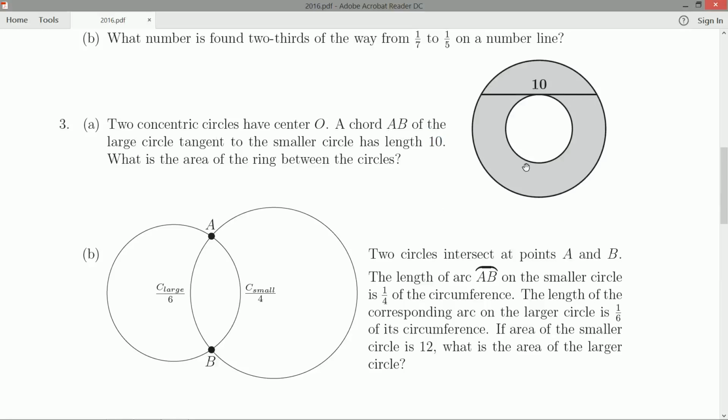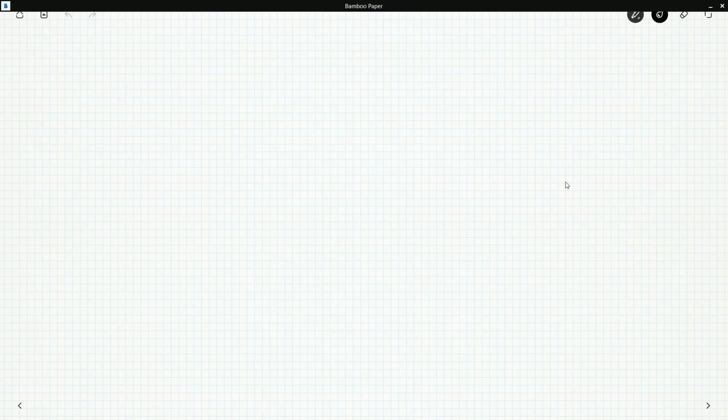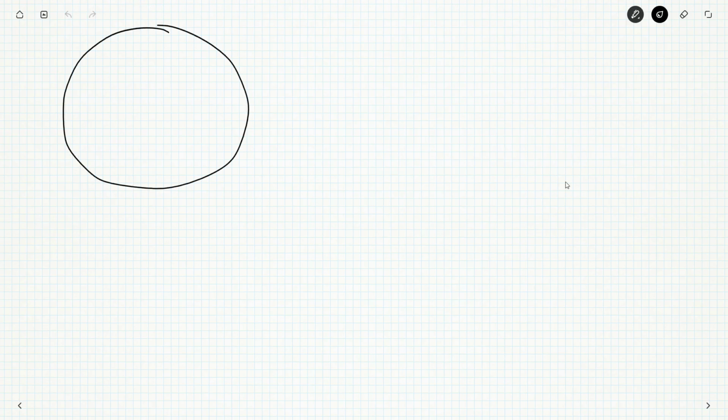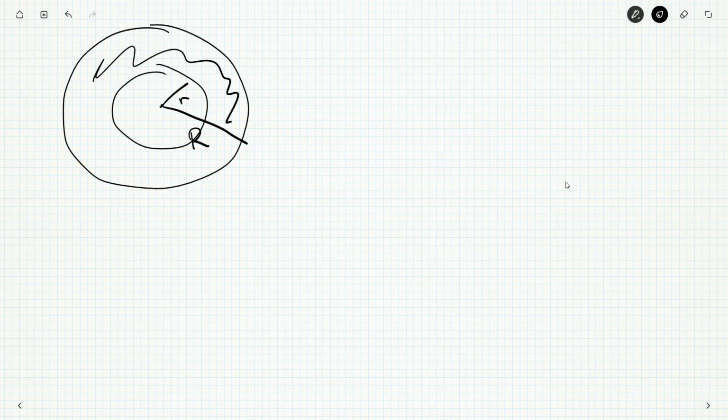Okay, so the ring, also called an annulus, has a nice little formula. If we know the radii of the outer circle and the inner circle, so if I have something like little r and maybe big R, then the shaded area here, this sort of donut-looking shape, is just the big circle, pi R squared, minus the hole that we cut out, which is the little circle.